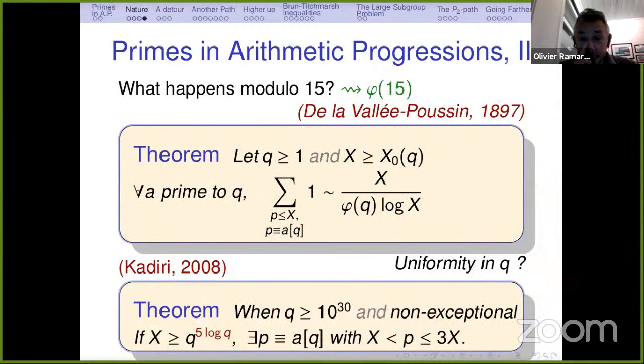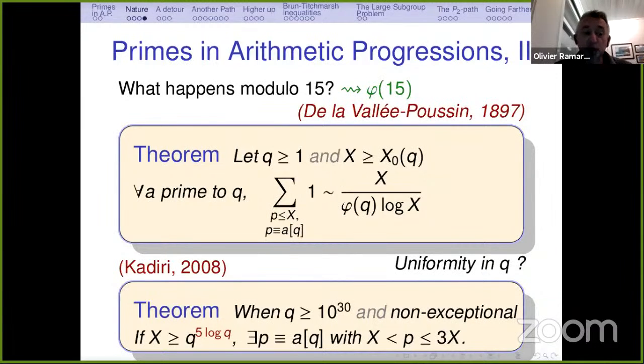Okay, so primes in arithmetic progression number 2, the theorem of de la Vallée-Poussin is the one which is in the middle. You want to know the number of primes less than x that are congruent to a modulo q. That's easy to guess. In (Z/qZ)*, you have only phi of q congruence classes that are prime to q. And so you say that the primes are well distributed among these residue classes. So you should have x upon log x divided by the number of classes, so x upon phi of q upon log x. That's what de la Vallée-Poussin showed.